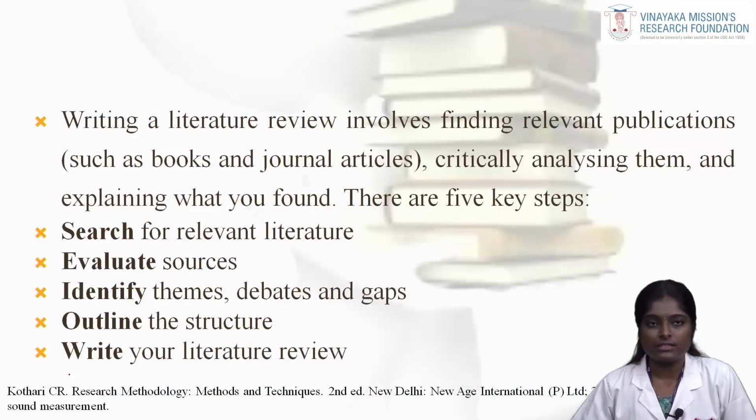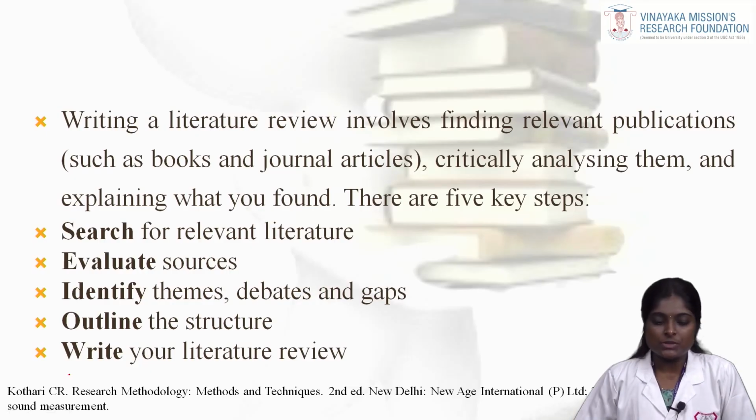So how do we write the literature? We have found the literature. Writing a literature review involves finding relevant publications, critically analyzing them and explaining what you found. So this has 5 key steps. First, search for relevant literature. Identify whichever topic is relevant to you. Evaluate the sources. Always find the sources in which it was published and then find if the sources are reliable. Identify the themes, debates and gaps. When you identify the gaps, you can find what is the literature gap which was left, and you can evaluate that in your research question. And outline the structure always and write your literature review.